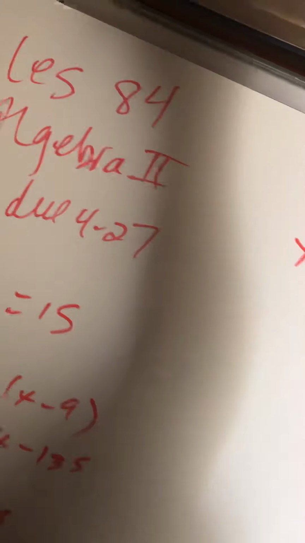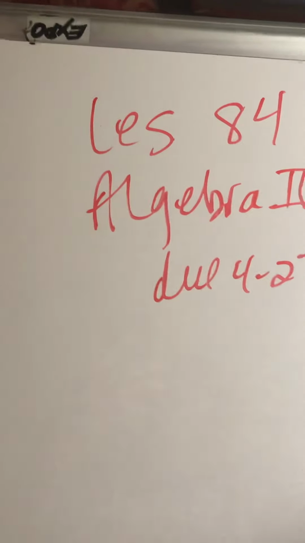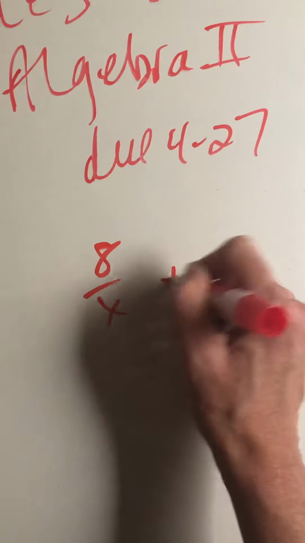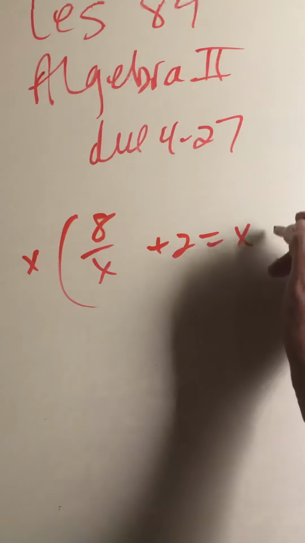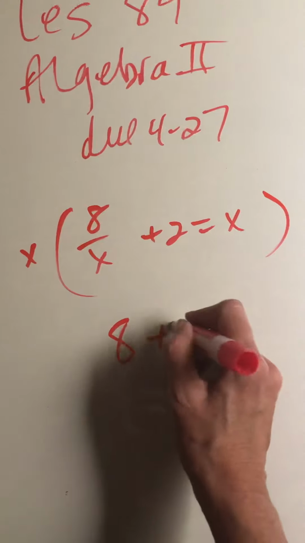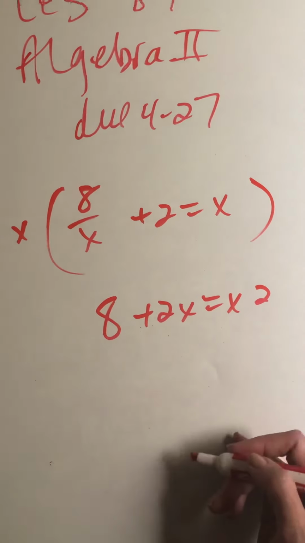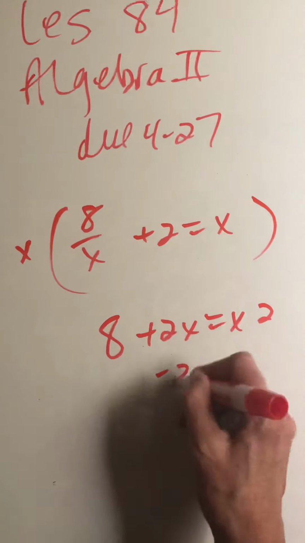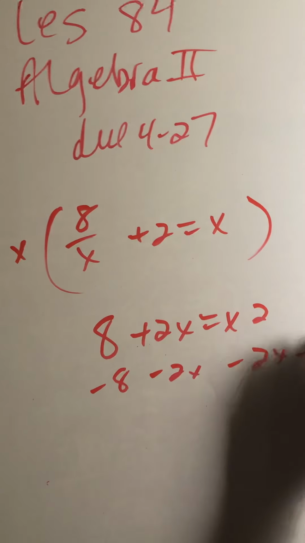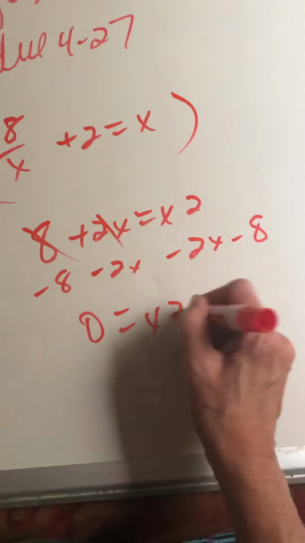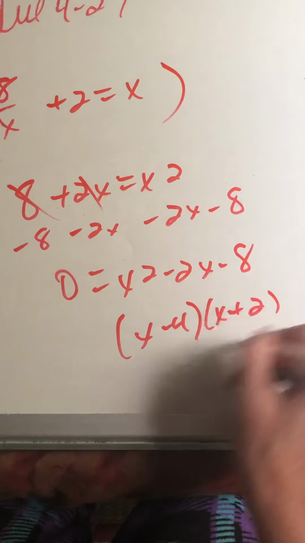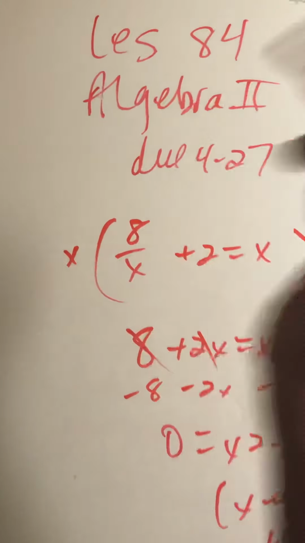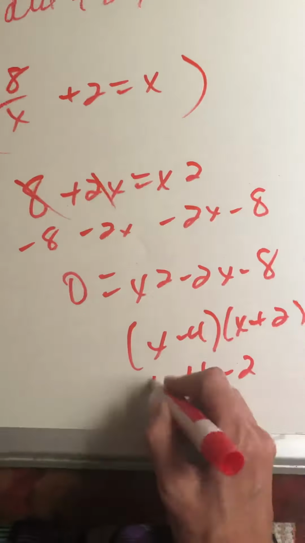Let's see another one like that one. 8 over x plus 2 equals x. We're going to multiply everything by x. So that'll mean 8 plus 2x equals x squared. Then I'm going to subtract 2x and subtract 8 because I hate when x squared is negative. So x squared minus 2x minus 8. So it'd be x minus 4, x plus 2, which would be 4 and negative 2, which does not make that denominator 0. So x equals 4 and negative 2.